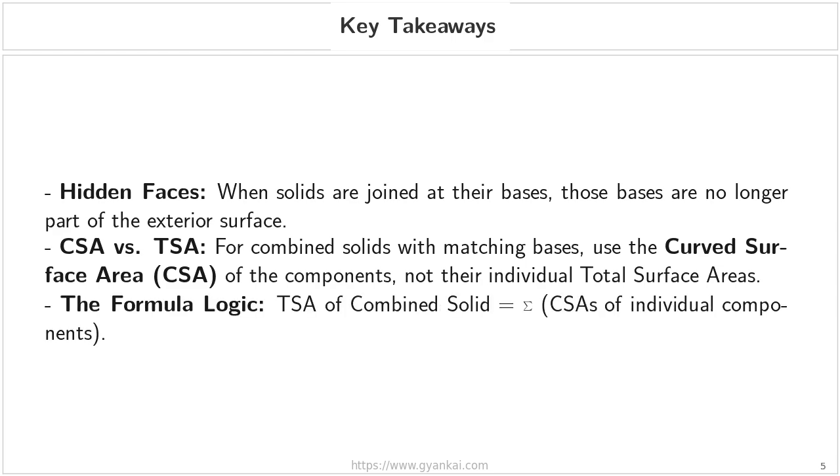Finally, let's look at the core logic behind our formula. To find the total surface area of a combined solid, the logic is simply to find the sum of the curved surface areas of all the individual parts. In mathematical terms, the total surface area of the combined solid equals the summation of the curved surface areas of the individual components. All right, let's wrap up what we've learned today by reviewing our key takeaways. Now, before we finish, I want to point out a very common pitfall in the next slide, so pay close attention to how we avoid overcounting.